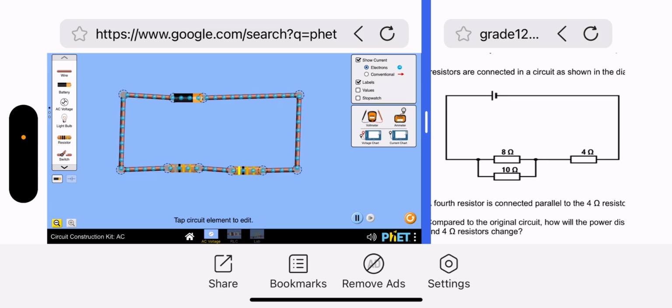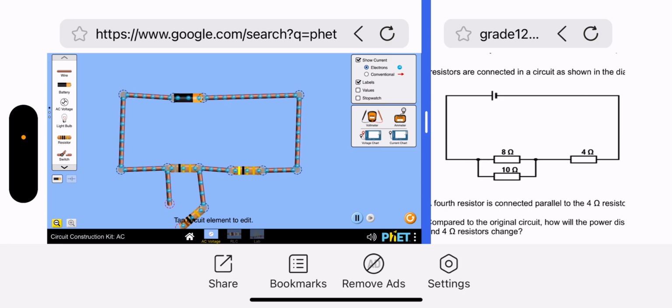Now I'm going to put in the 10 ohm resistor. So again, another wire. So there we go. It needs to attach over there. There we are. Okay, and then another wire. So there we are. Then I'm going to add a resistor. And that's the 10 ohm resistor.